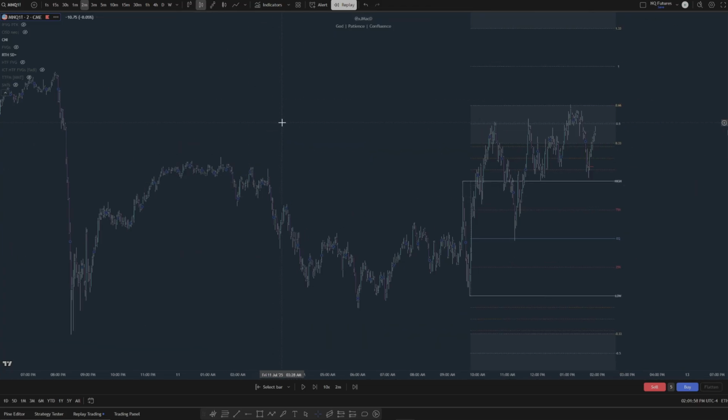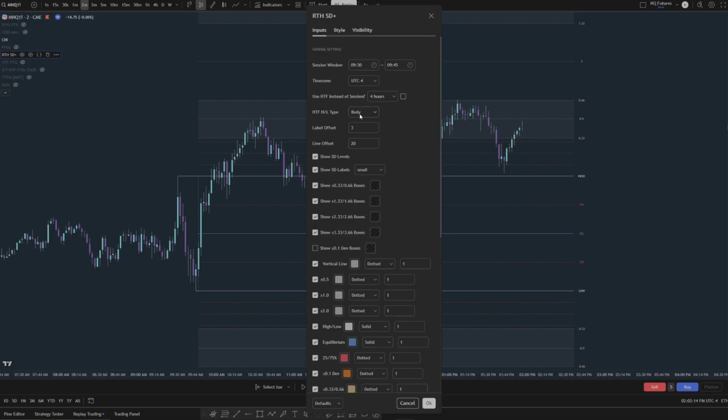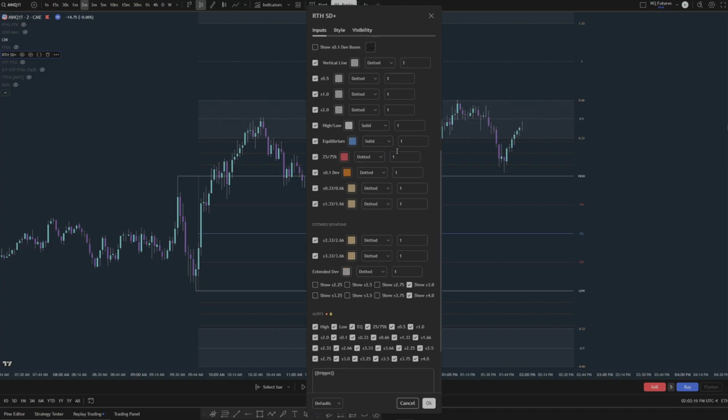So in this case, 50% was right here where we chopped around before we dropped. This was news driven, but at the end of the day, you could expect people to have orders still placed here. But anyways, I'm not going to ramble too much more about the standard deviation indicator. I feel like it's pretty straightforward, but I will kind of glimpse over the settings a little bit.